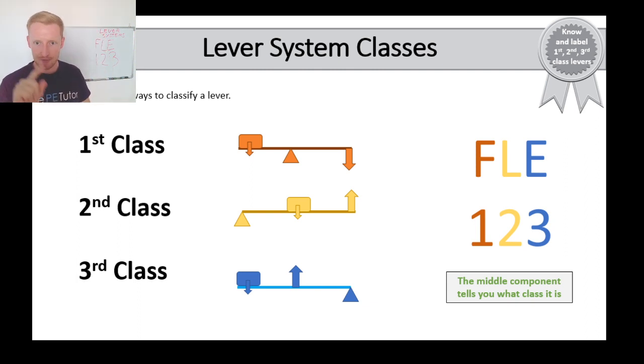Second class, FLE, 1, 2, 3. So the load is in the middle, it's sitting on this plank, and it's weighing it down. Fulcrum and effort can be either way round. Doesn't matter, because we're pulling on one end and we're gradually lifting up, almost like hinging it up. And then third class, FLE, 1, 2, 3. The effort is now in the middle. So that's our lever. The effort is pulling from the middle upwards.